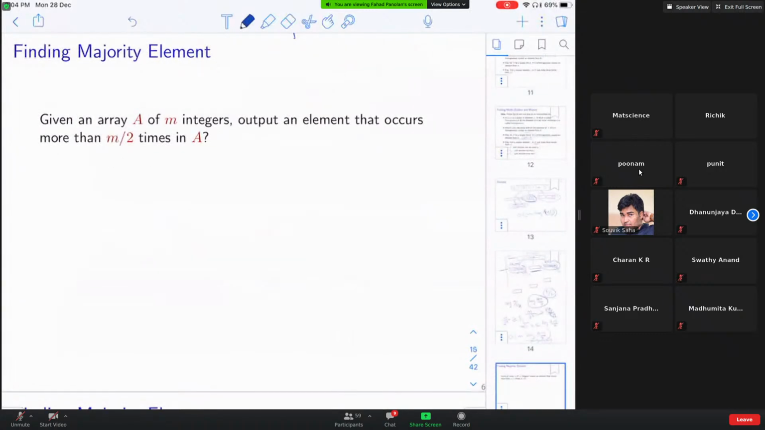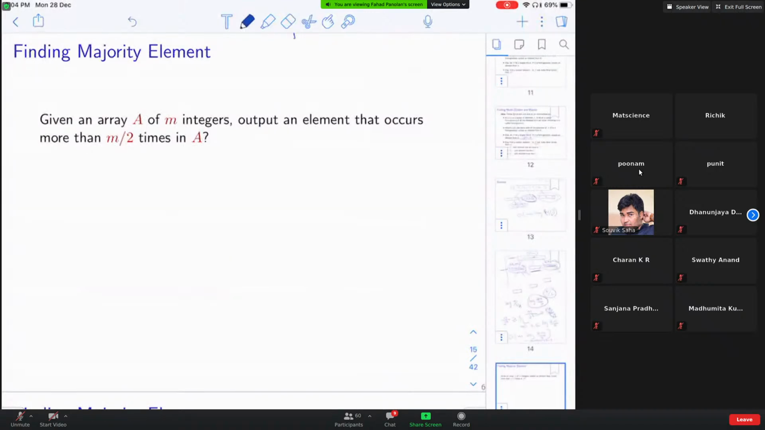Next, we will move to the following problem, the majority element. There is an array that contains m elements, m integers, and some of them may be repeating, and we want to output if there is an element which occurs strictly more than m/2 times. If such an element occurs, then there will be exactly one such element, and I want to output that. How to do it, and what is the number of comparisons we need?